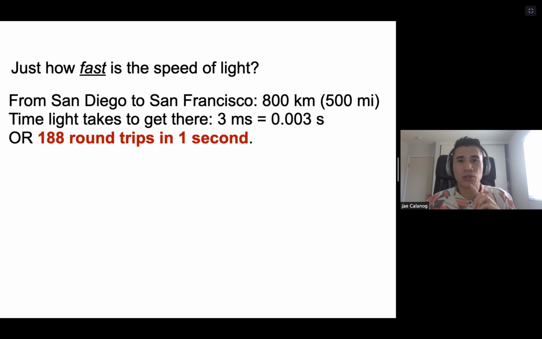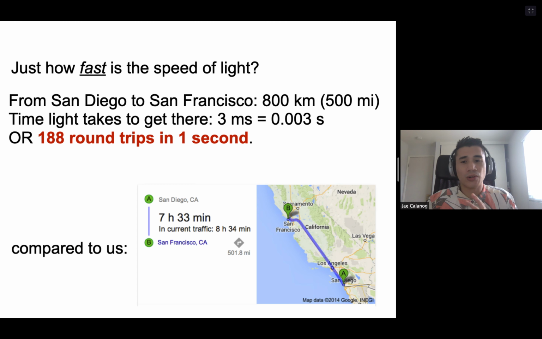And so in those two times that I snapped my fingers, that was about 1 second. Light has already taken about 188 round trips from San Diego to San Francisco. Right? That is incredible. Compared to light, we're slowpokes, because going from San Diego to San Francisco one way, assuming there is no traffic when you hit LA and the big cities in between, takes about 7.5 hours. Again, that's where the whole 8-hour estimation comes from.